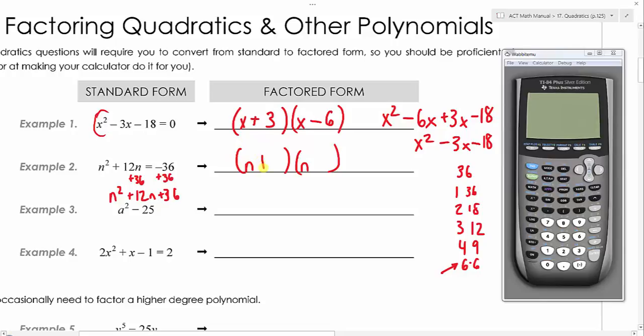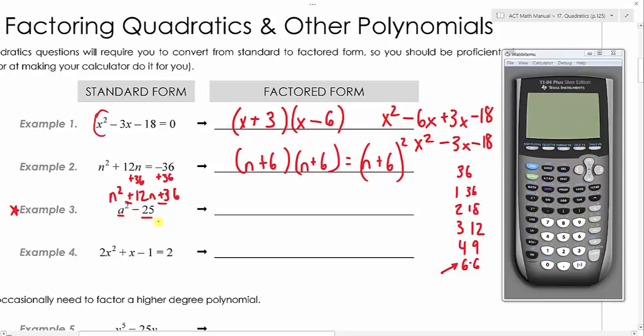So it looks like we need two positives here. Both this sign and this sign are positive, so we need two positives. So this actually factors into n plus 6 squared. And again, I would FOIL that out just to make sure that it does work, but it does in this case. Now, example 3, fairly common that you will see what is known as a difference of squares.